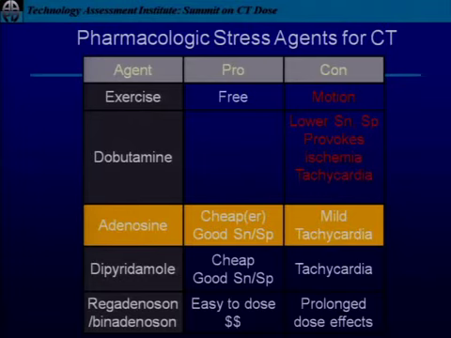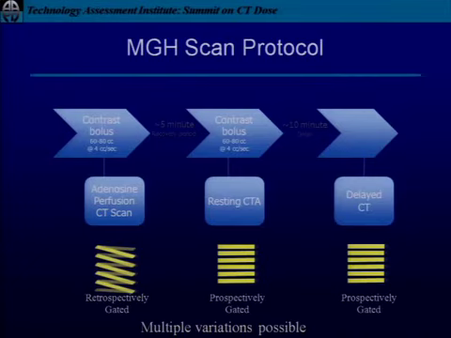Okay, and then these are some of the other pharmacological agents. This is the protocol that we use, and there are multiple variations of this possible. This is what we have used, but I'm not by any means saying that this is the protocol that everybody should be using. Okay, so we do our stress imaging before we do the rest imaging. The stress imaging is with a contrast bolus of about 60 to 80 cc's at 4 cc's per second, and at that same time adenosine is being given, and that is a retrospectively gated scan.